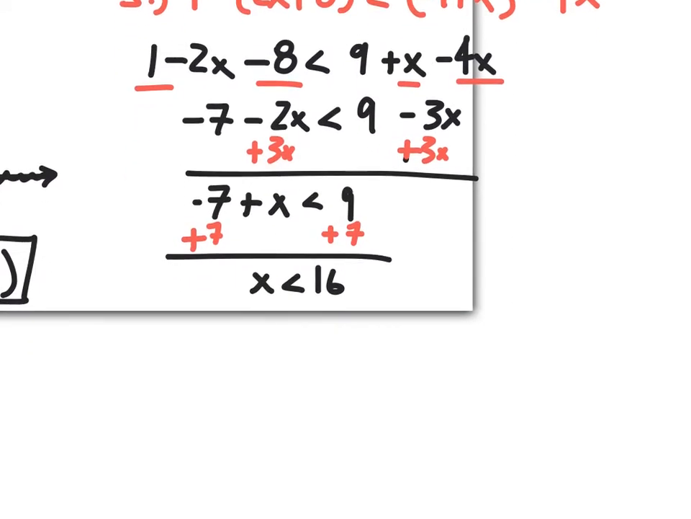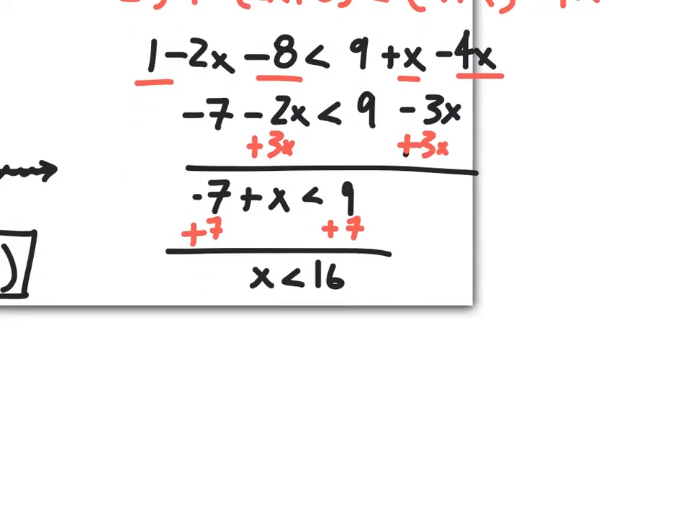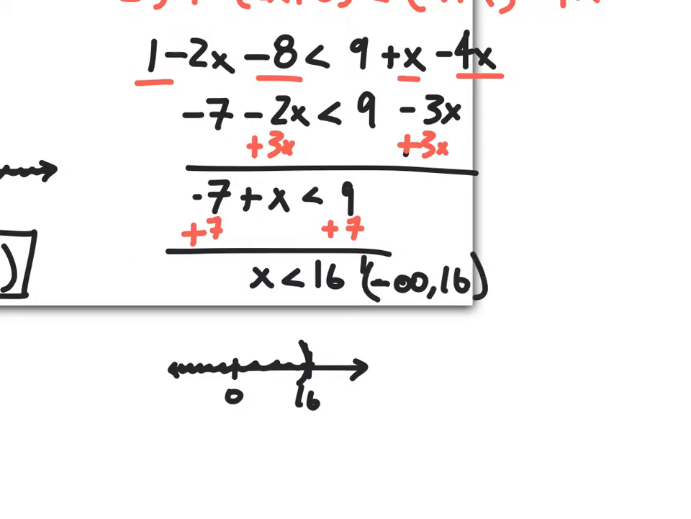If I wanted to graph that, I would draw a little number line, put my 0 in, put my 16 in, and say that my values for x are going to be smaller. 16 is bigger, the shark is eating the bigger number, so x is smaller than 16. It's just less than, so I draw a parenthesis and shade to the left. That helps me write my interval notation, which goes from negative infinity to positive 16 in parentheses.